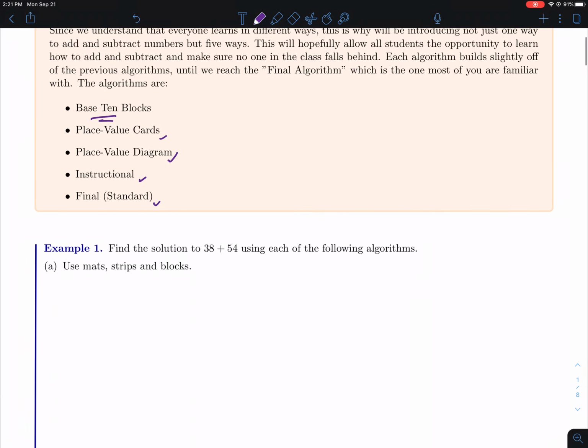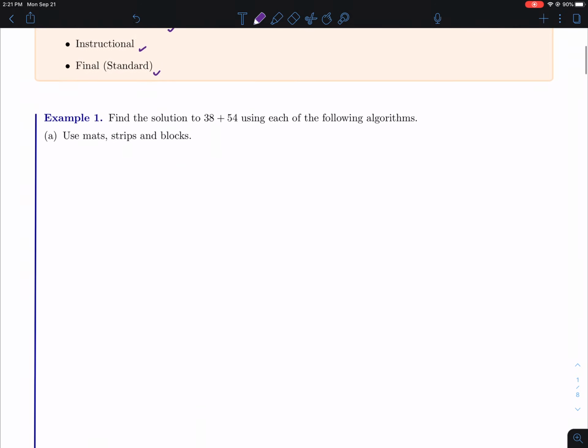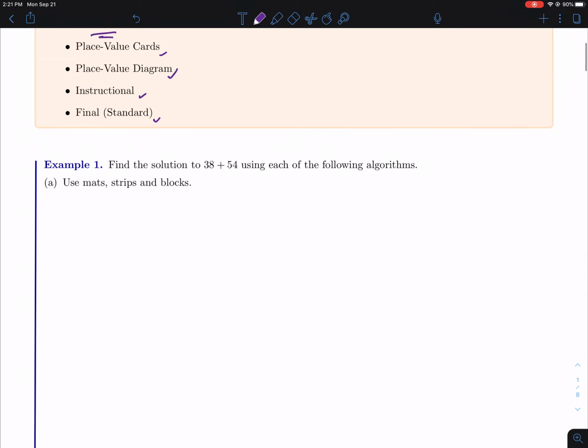We're going to go through all the different possibilities when we're all said and done. In this case, it says find the solution to 38 plus 54 using first match strips and blocks. So this is the base 10 block method.